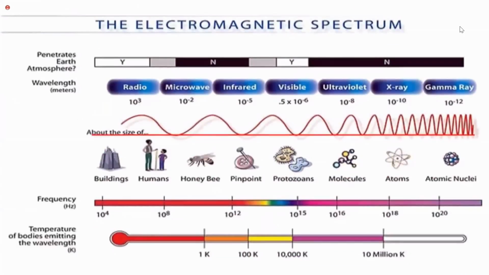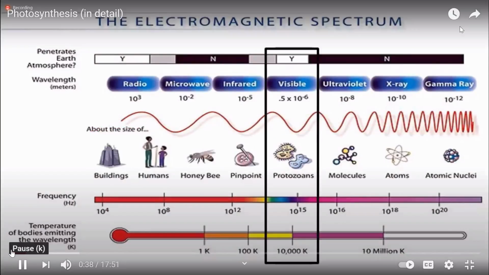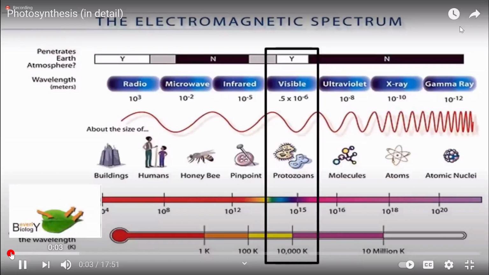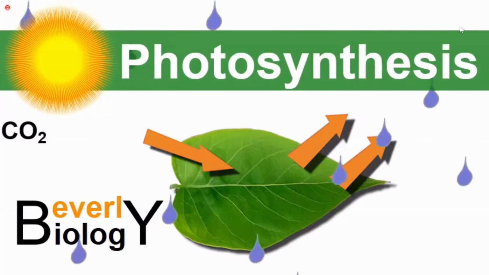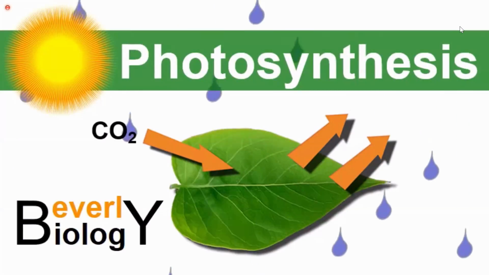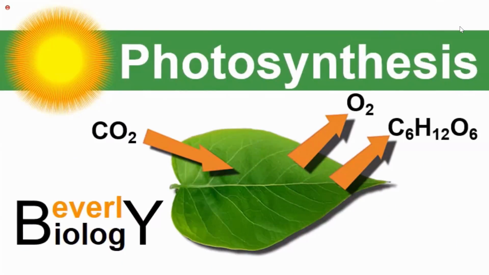It might seem pretty straightforward. You shine some sunlight, you sprinkle some rainwater, you add some carbon dioxide from the atmosphere, and through photosynthesis, plants will give off oxygen and will create simple sugars such as glucose. But the actual process is a lot more complex. So let's get started.